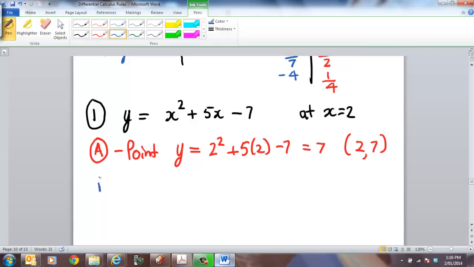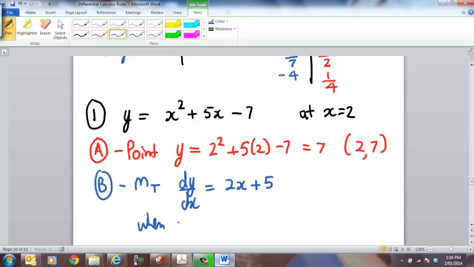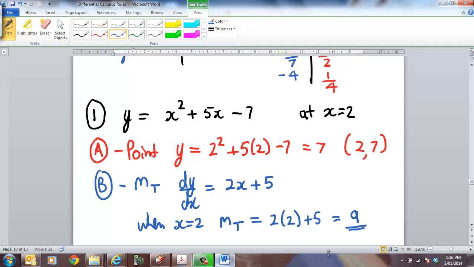The second step, part B, is to find the slope of the tangent or slope of the normal. To do that we do our dy/dx, and that's going to be 2x plus 5. So when x equals 2, we know the slope of our tangent. No matter what you're doing, you always have to find the slope of the tangent. If you find the slope of the tangent, then you know the slope of your normal as well. So that's 5 plus 4, which is 9. That's the slope of our tangent.